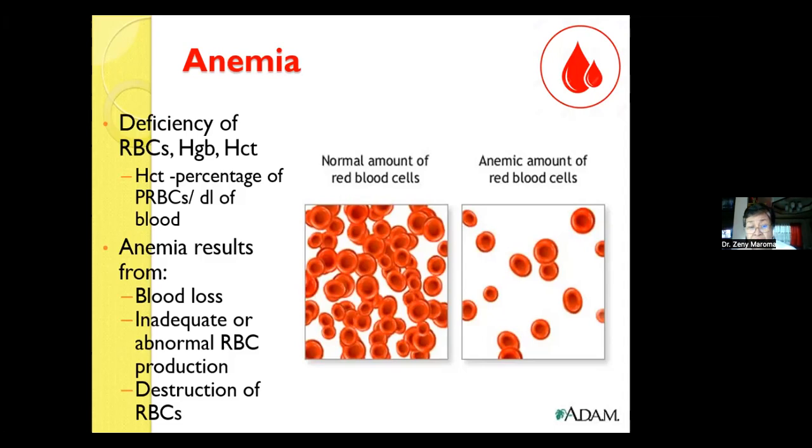Inadequate or abnormal RBC production. Kailan yun? Pag may kulang tayo ng iron, kulang tayo ng intrinsic factor, kulang ng vitamin B12, okay? O kaya kulang ng erythropoietin on patient with renal failure. So that is anemia, secondary to inadequate or abnormal RBC production. Ang tawagan natin doon, hypoproliferative anemia. While the third is secondary to premature or excessive destruction of RBC.